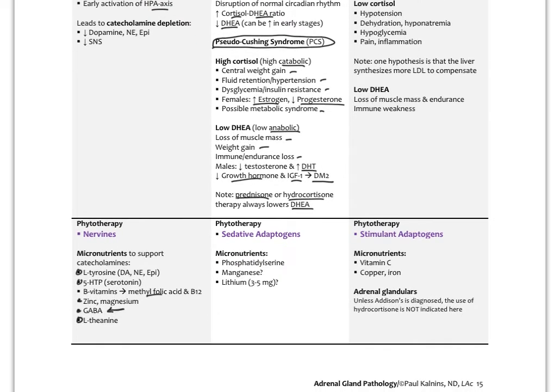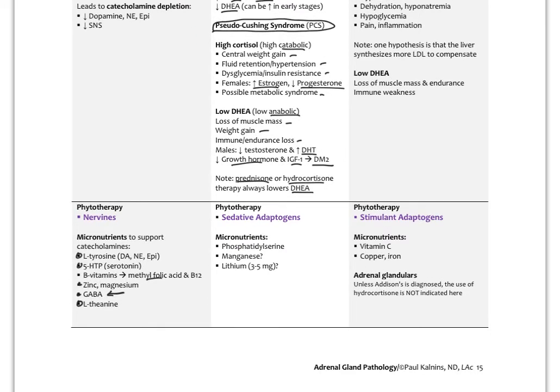The phytotherapy for this would be primarily using sedative adaptogens. So micronutrients also, like phosphatidylserine, manganese, and lithium, very small doses of lithium, not the kind of doses we use in bipolar disorder. Sedative adaptogens, I already went over those, but that would be like the ashwagandha, bacopa, and holy basil. All right, so that's the overactivation.